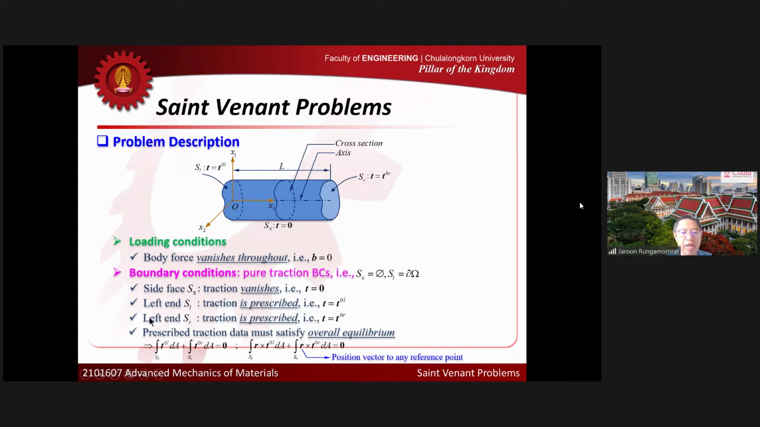So this is not the left end. This is the right end. Okay, so that's the mistake.